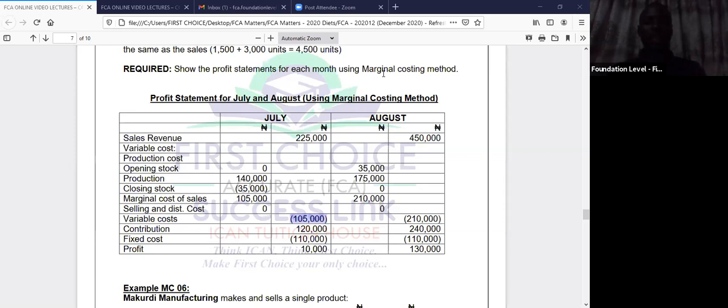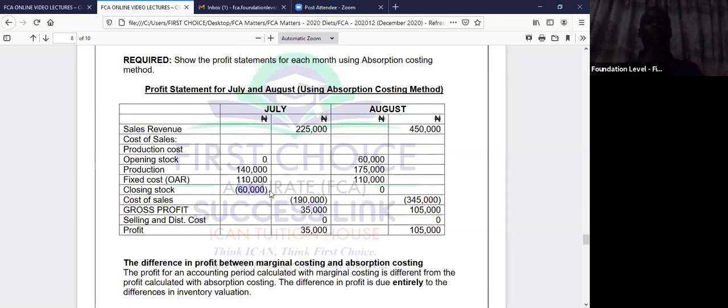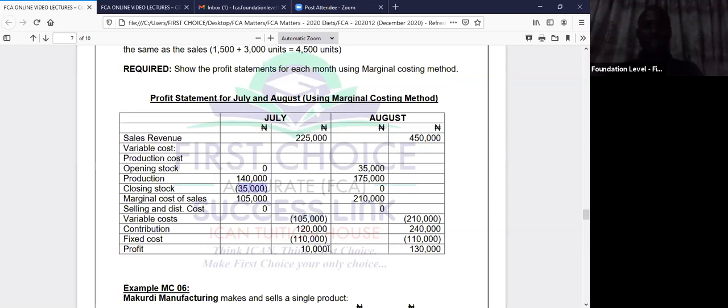So can you look at it now? Here was 35,000 and here was 60,000. And we said the higher your closing stock, the higher your profit. So you see 35,000 here as against 10,000. Now we see there was no opening stock. We're just comparing only closing stock. So when your revenue is constant and no opening stock, the higher your closing stock, the higher your profits, because your closing stock will reduce your costs and increase your profit.